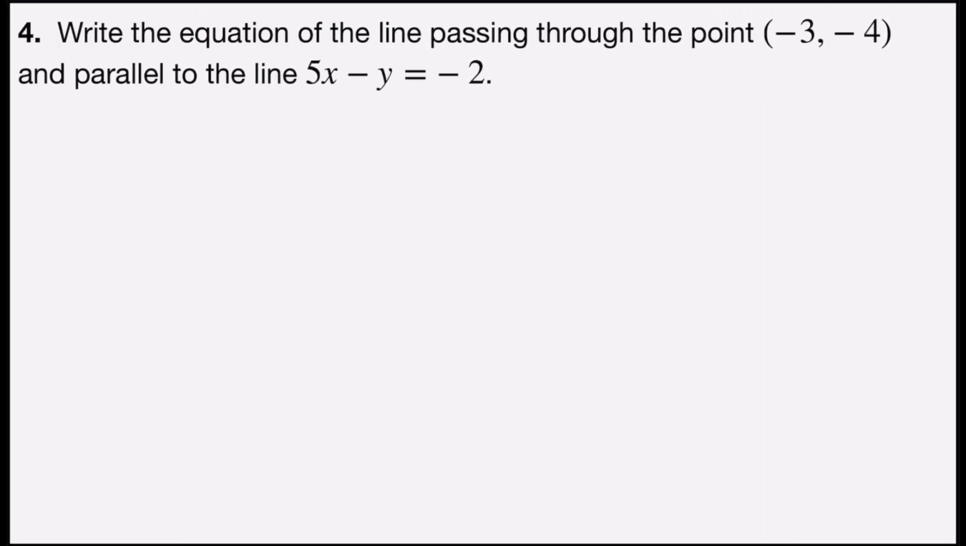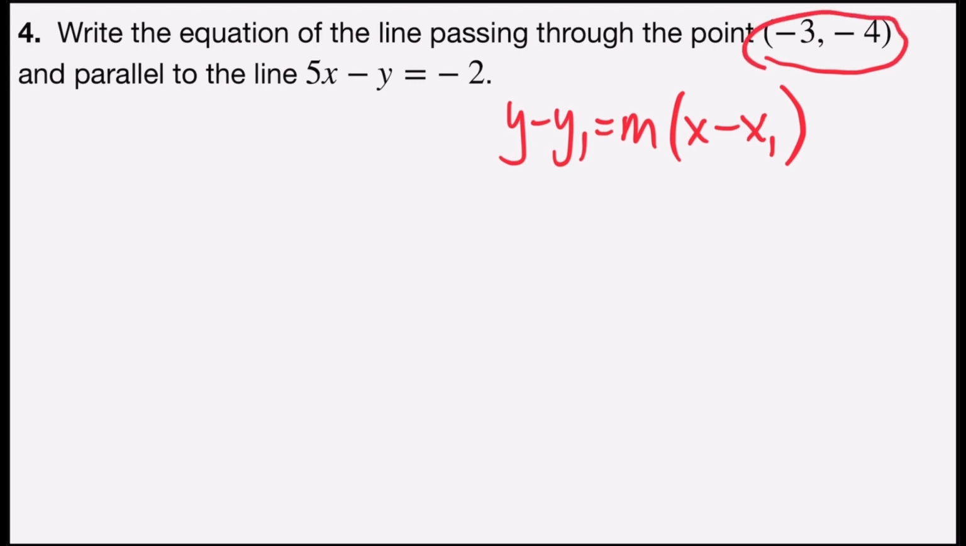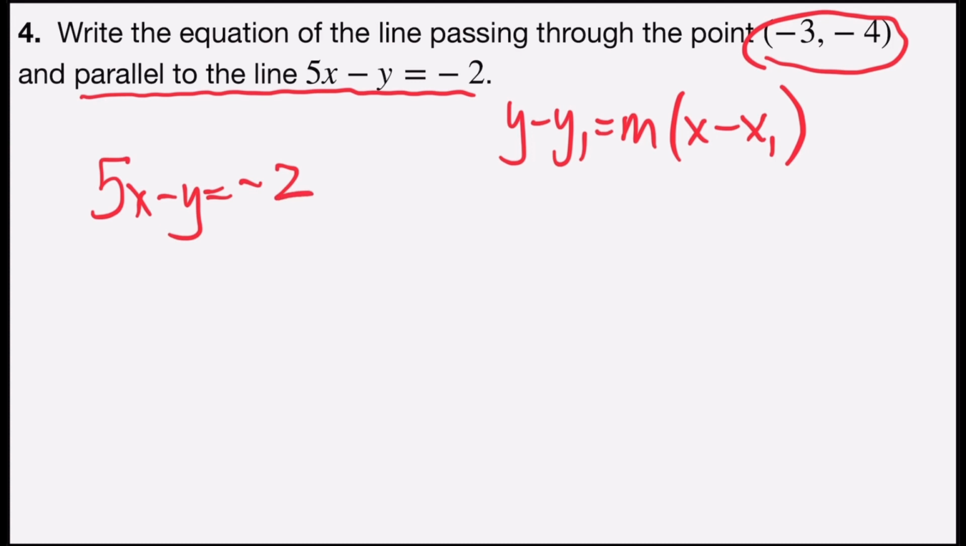Problem number 4 says, write the equation of the line passing through the point (-3, -4) and parallel to the line 5x minus y equals -2. So I'm going to use the point-slope form, y minus y sub 1 equals slope times x minus x sub 1, and I need to know a point, which is given in the problem as (-3, -4), and a slope, and we want a slope that's parallel to the line 5x minus y equals -2.